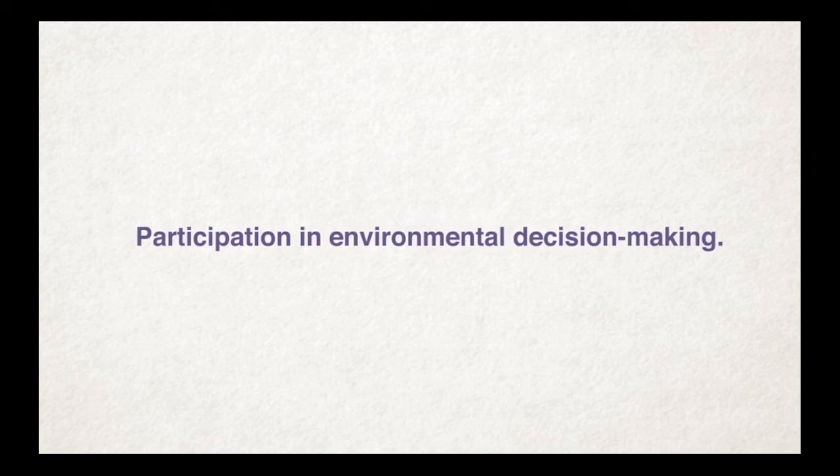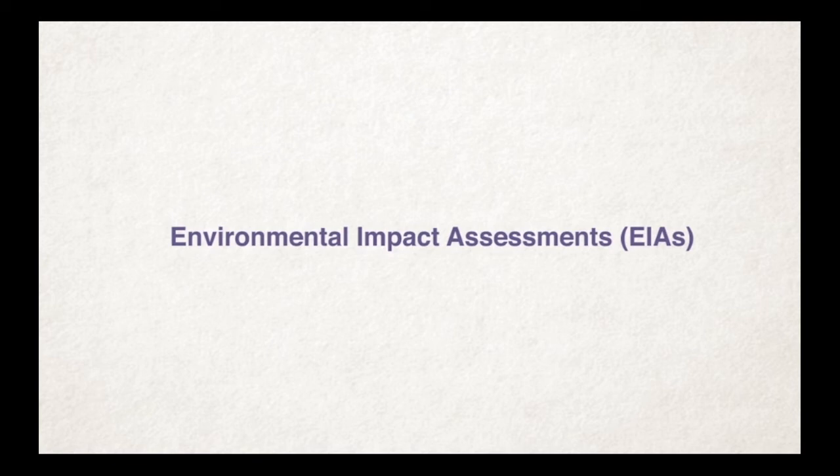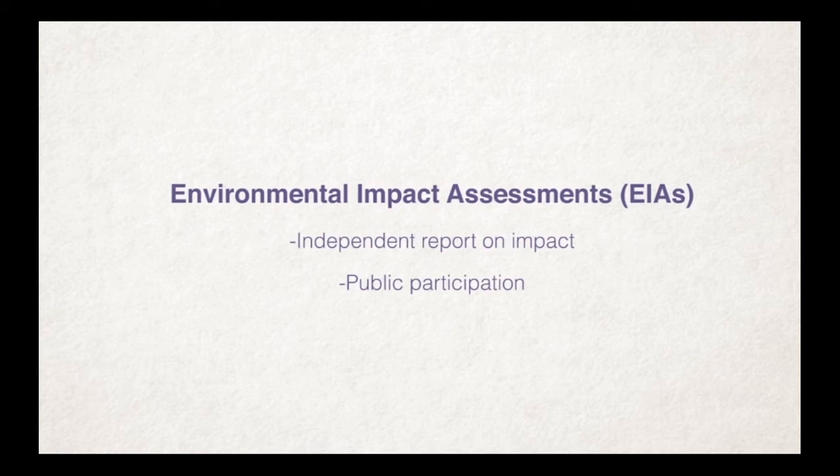Another key area is participation. Among the ways to participate in environmental decision-making are through environmental planning regulations and environmental impact assessments, or EIAs, both of which should include public participation. An EIA is normally undertaken by an independent group who can assess and report on what the environmental impacts are going to be, and in most countries, they are legally required before any major development occurs. These procedures allow the public to voice concerns about developments and ask for them to be modified or changed if they will violate the rights to a clean environment.